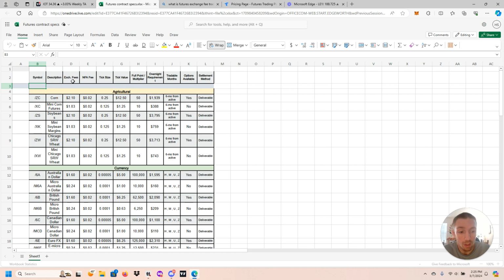Next, the exchange fee. This one right here is specific to Tastytrade, but your exchange fee is going to be different per your broker. If you are trading with Tradovate, it's going to be different than it is with Tastyworks. The NFA is the National Futures Association. That fee is going to be the smallest, so you won't really have to pay attention too much to that one. Usually it's 1 or 2 cents.